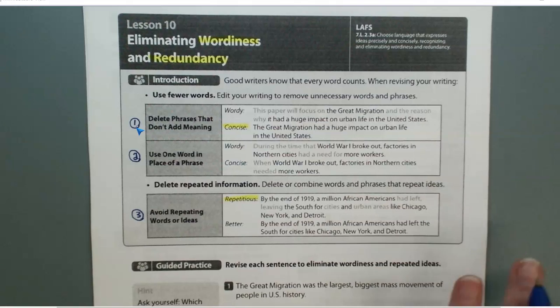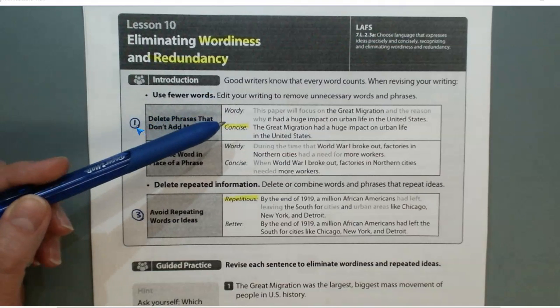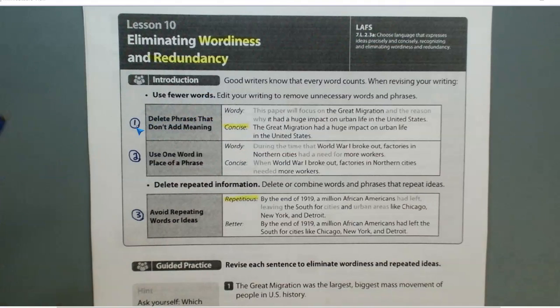In our first example, we have: this paper will focus on the Great Migration and the reason why it had a huge impact on urban life in the United States. When we did our essay writing, I told you over and over, this paper is about, I am going to write about, I'm going to tell you about. Do not put it in your essay, right? If you remember nothing else, you remember me telling you that? Yes. Okay. This is why.